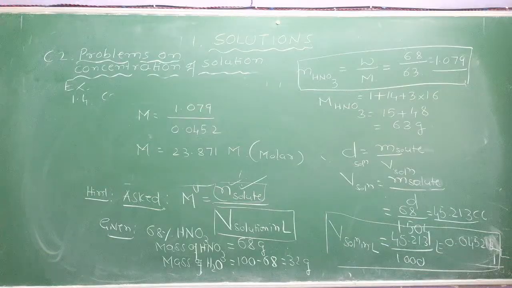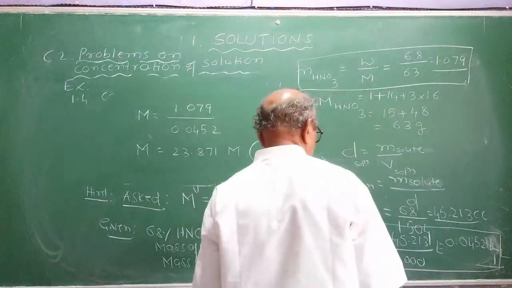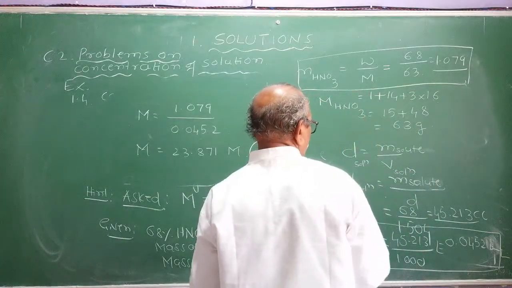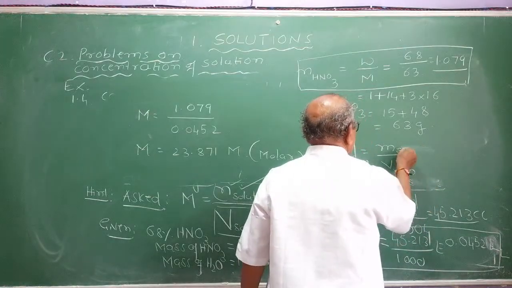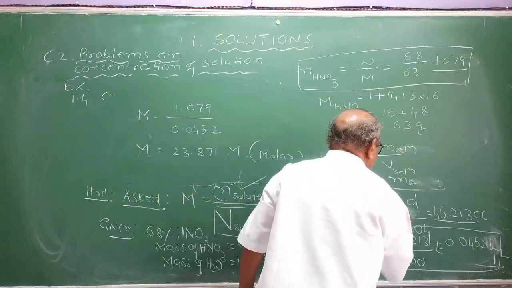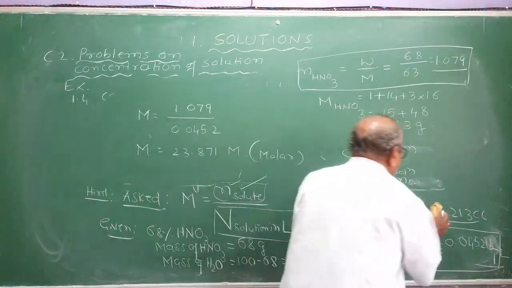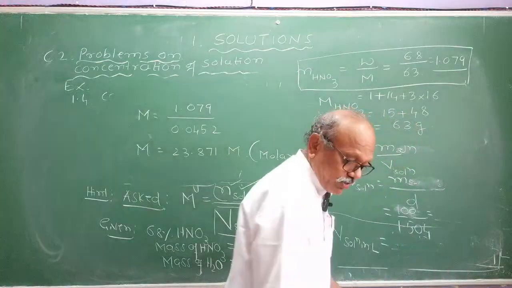Volume of the solution in liter, you check it again. Volume of the solution. Okay, sorry, again. You have to take density is equal to mass of solution. Instead of 68, you have to take solution 100. Here there is a small mistake. You correct it. 100 upon 1.534.